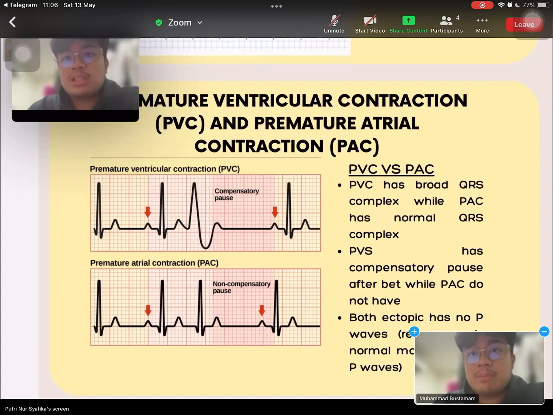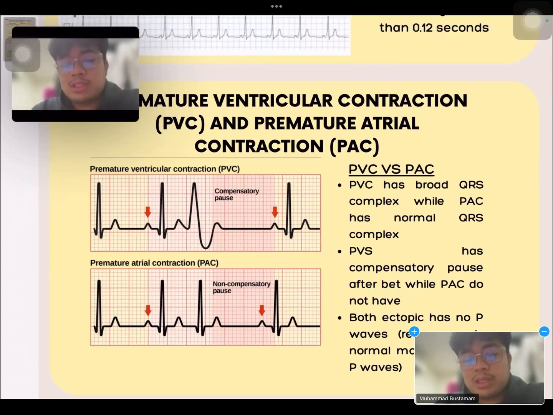This is PVC and PAC, also known as the ectopic. An ectopic heartbeat is a type of arrhythmia, which is an irregular heartbeat. It happens when the heart contracts too soon or too late within the normal beat. There is another extra beat, which is called an ectopic.